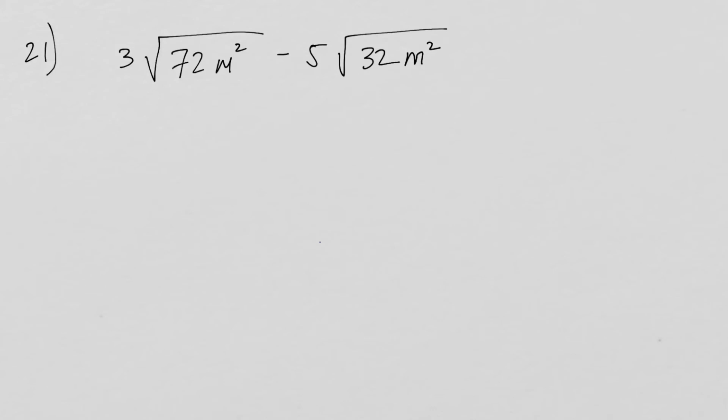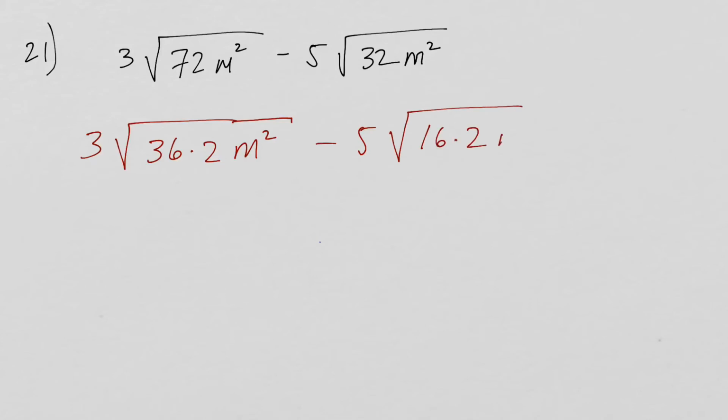Okay, so I'm going to rewrite the 72 as 36 times 2. I'll rewrite the 32 as 16 times 2. Now in this problem I have my 3 sitting there. I take the 36 out and it becomes a 6. The square root of 36 is 6. I take this out and it becomes an m. And I'm left with root 2. 3 times 6 is 18.